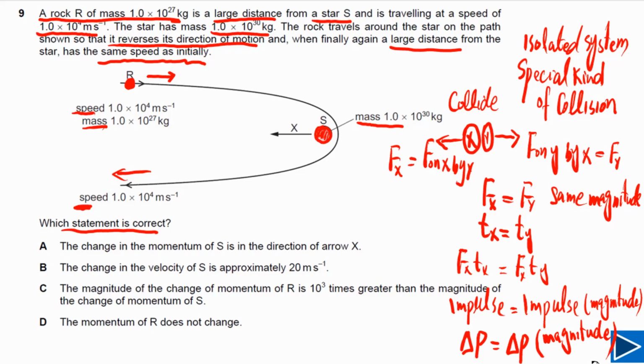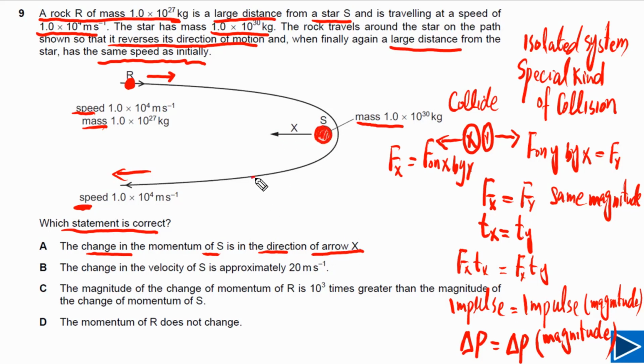If you're very clear about this one, this question is very simple to answer. Now first of all, let's look at option A now. What option A is telling us? Option A is simply telling us the change in momentum of S is in direction of arrow X. Means the change in momentum for the star is to the left.